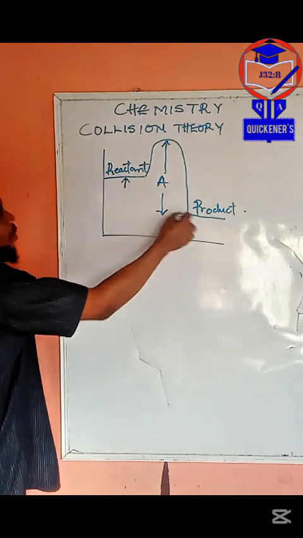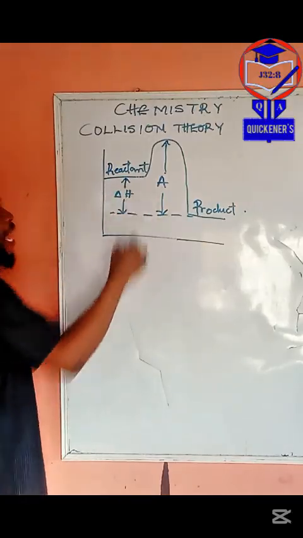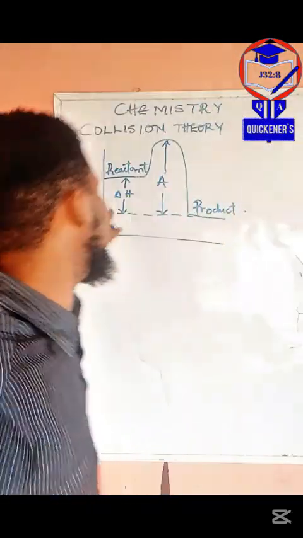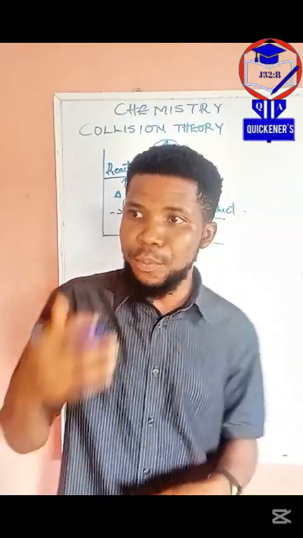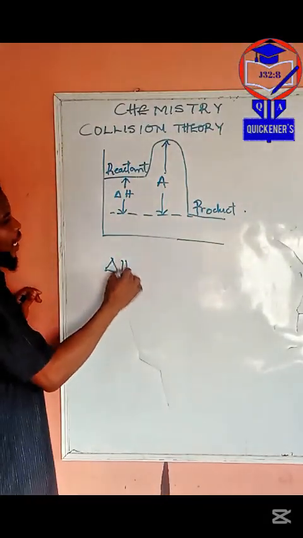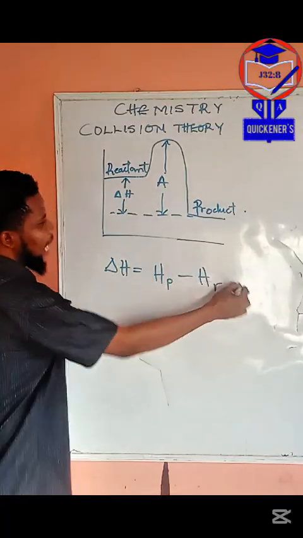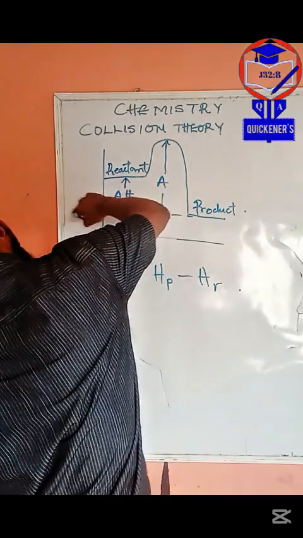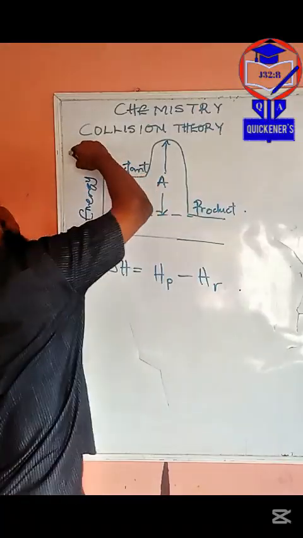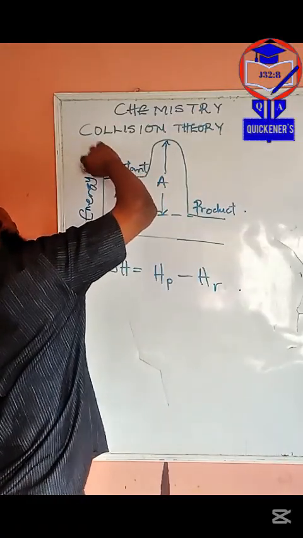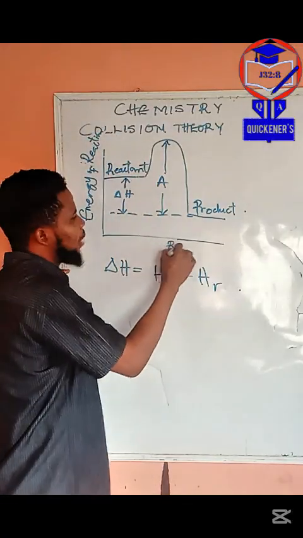So the difference between the product and the reactant is called enthalpy change, H. Enthalpy change is the difference between the energy of product and the energy of reactant. That's why it is the enthalpy of product minus the enthalpy of reactant. So what is the meaning of enthalpy? Enthalpy is the energy content of the chemical system. So this is the reaction pathway.